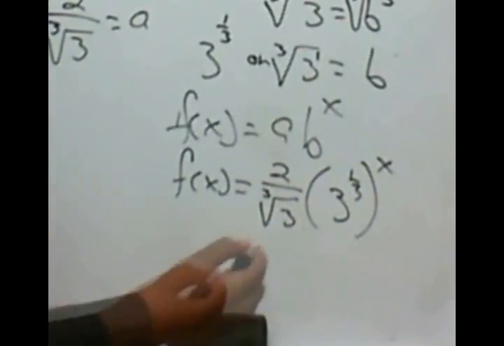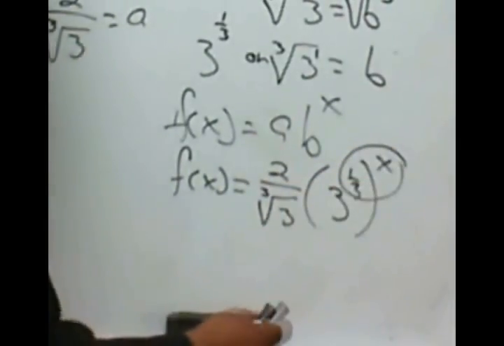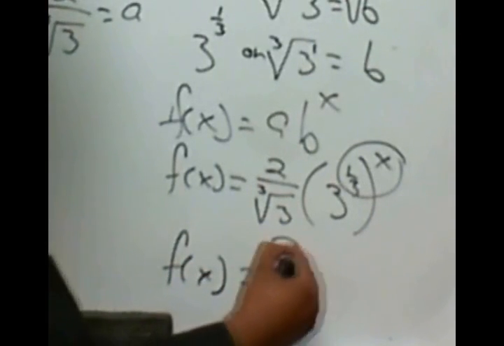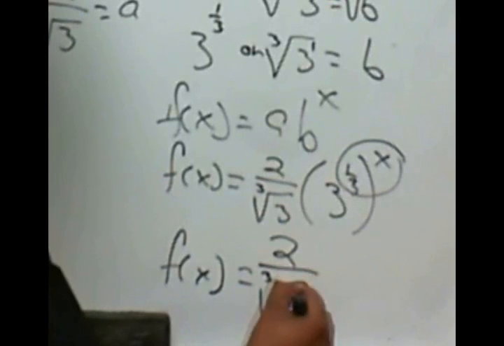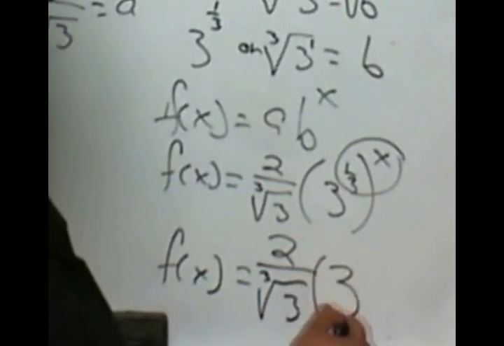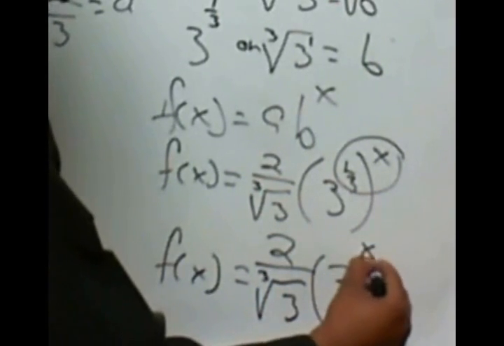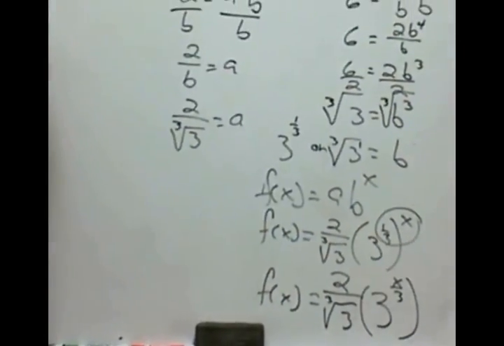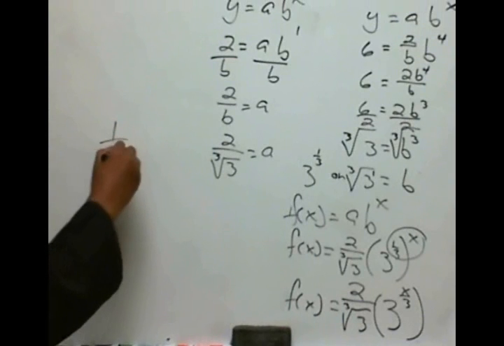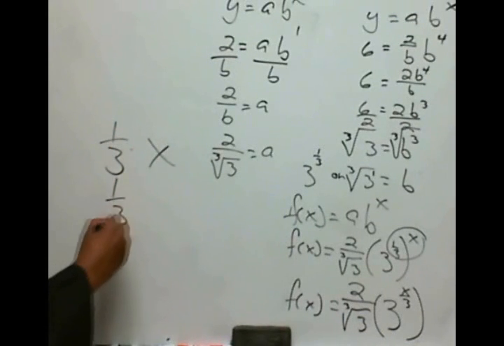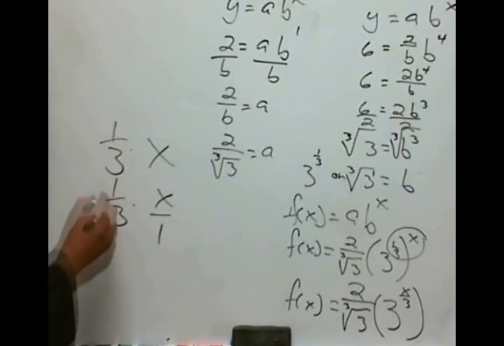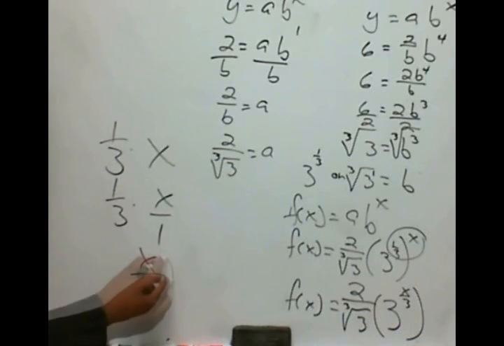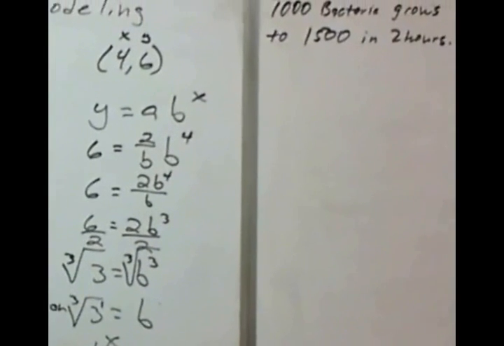Now, the reason why I did that is because I can combine these two and simplify this even further. So 2 all over the cube root of 3, and we have 3 to the power of x thirds. Because when you multiply 1/3 times x, 1 times x is x for the numerator, and 3 times 1 is 3 for the denominator. So you get x over 3.